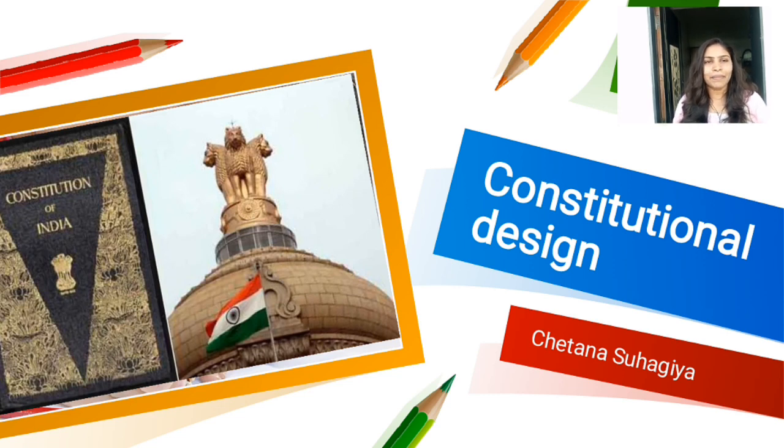Here with the second chapter of political science, that is Constitutional Design for grade 9th. So the chapter name is Constitutional Design. In this chapter we will be learning how the Indian Constitution has been designed, which leaders have put in effort, and how, since long ago, the drafting of each and every detail of our Constitution was started.